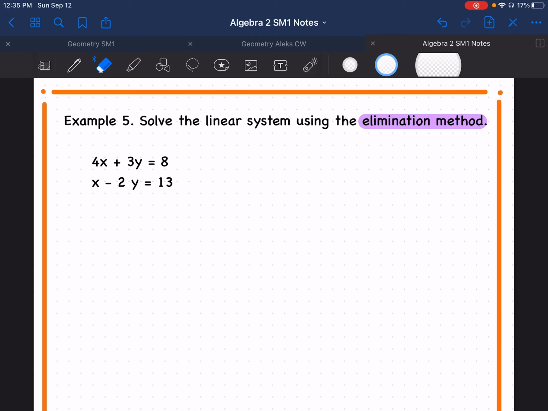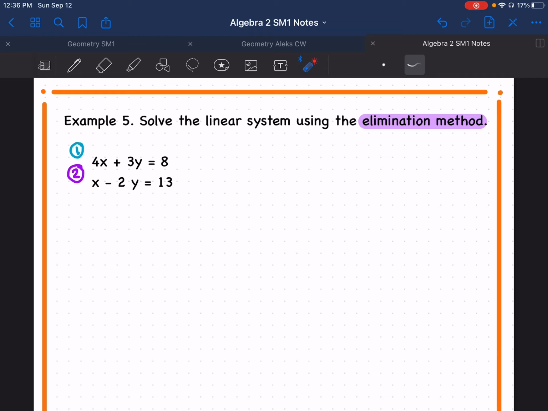We're good to go. Let's take a look at equation 1 and equation 2, and let's see if we have matching coefficients. So let's take a look at the x's. Well, I have 4 and I have 1. Nope, not the same. Let's take a look at the y's. I have 3 and I have 2. Not the same. This happens sometimes. This does happen sometimes.